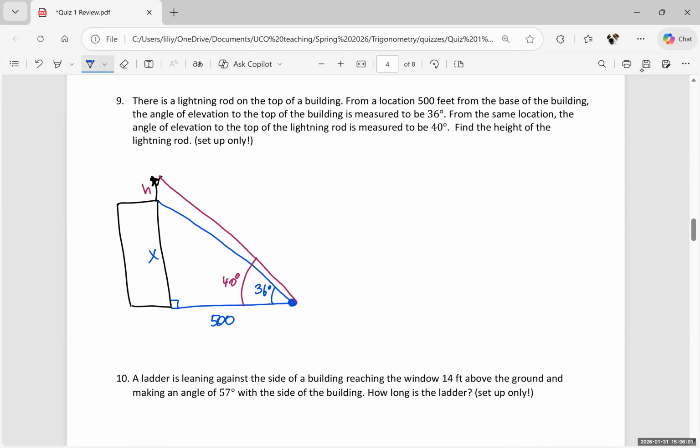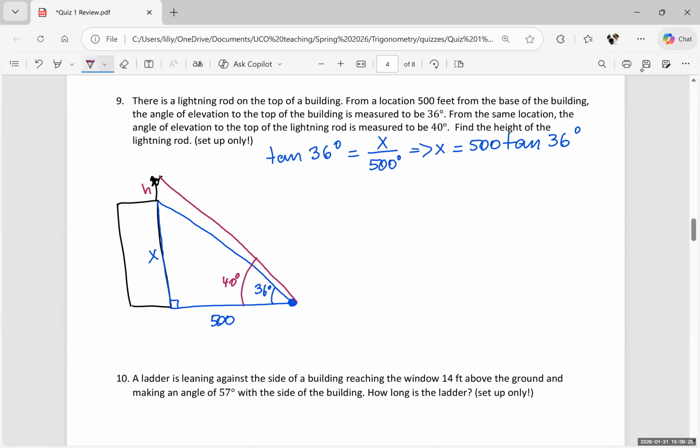So the blue triangle, we have tangent of 36 degrees. So this triangle right here, the blue one. Tangent is opposite over the adjacent. Opposite side is x, adjacent side is 500. So that means that x equals 500 times tangent of 36 degrees.